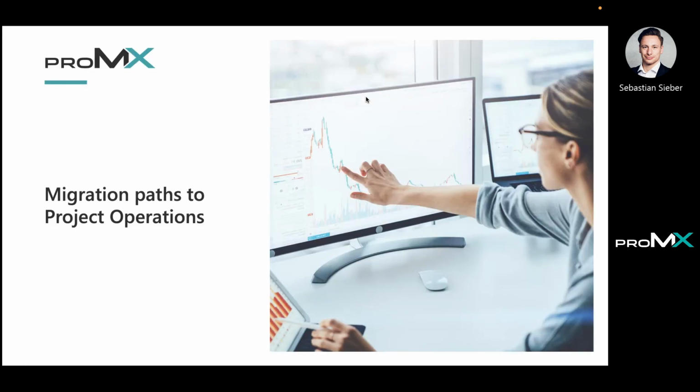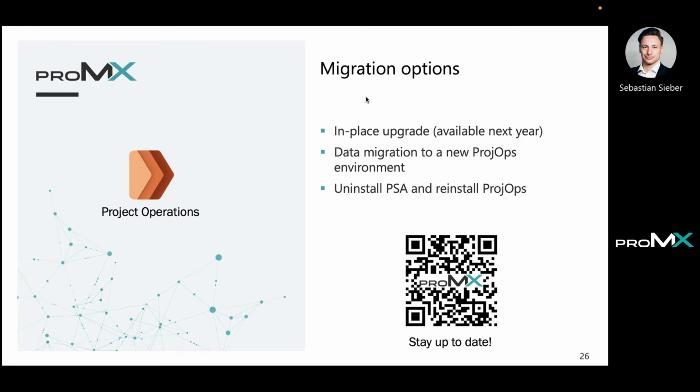Then coming to our last point of today, I'm looking at the clock, and I think we are good on time. It's the migration paths to project operations. We have three different migration options. First of all, the in-place upgrade. Then the data migration to a new project operations environment. And we also have the option to uninstall PSA and reinstall project ops on top.